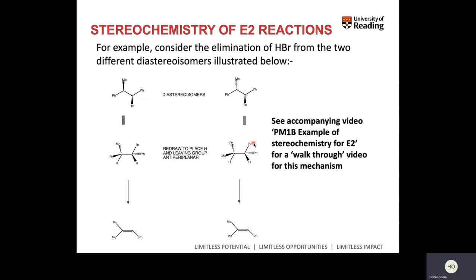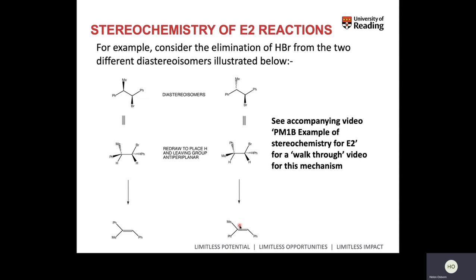So again, when we do our elimination, when a base comes off, pulls off the hydrogen, feeds the electrons in, kicks out the bromide, when we do this via the transition state, the orientation of the groups in this transition state will influence where they are in the alkene. So again, let's have a look. We've got a phenyl on this carbon and a phenyl on that carbon. Both of them have got dashed bonds, so both of them are going to be pointing away, both on the same side. So here we've got our phenyl and the phenyl, they're both on the same side because they're both pointing away. Here we've got the methyl is up, the hydrogen is up, so the methyl and the hydrogen will be on the same side.